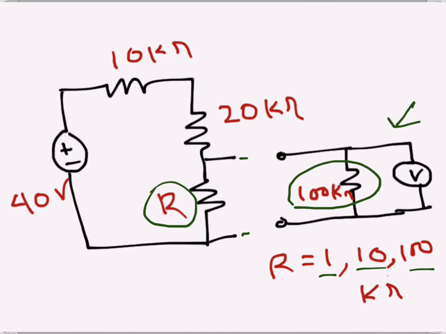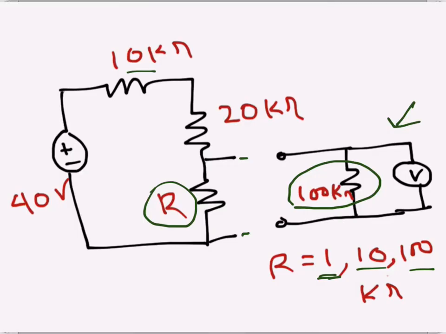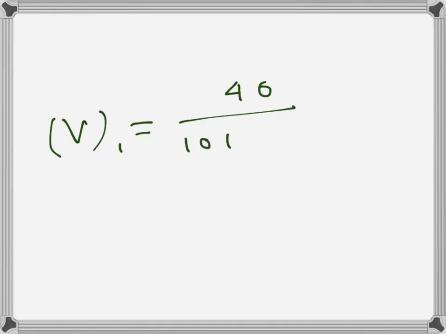So first let's do it for 1 kilo ohm. We can apply the voltage divider rule to find the voltage. So the voltage, let's say V1, that is for 1 kilo ohm, is 40 volts divided by 10 plus 20 plus 1, which gives us the current, times 1. Just applying the voltage divider, we get the voltage to be 1.29 volts.